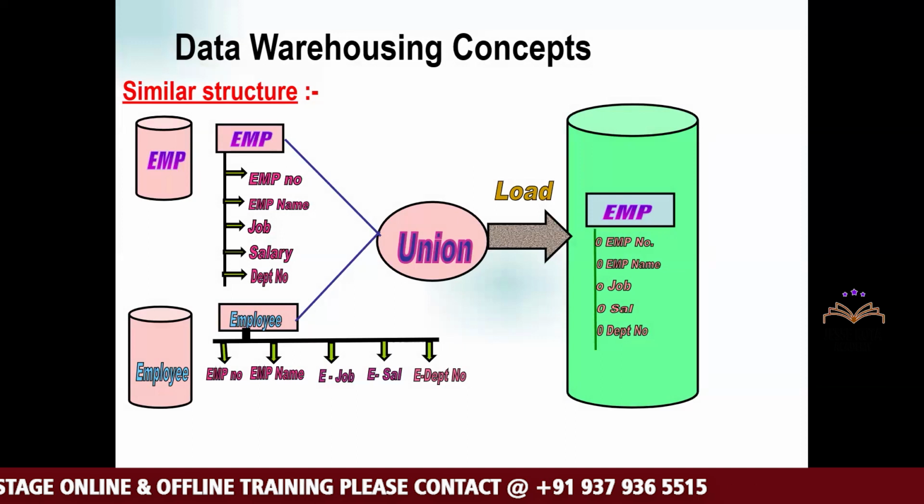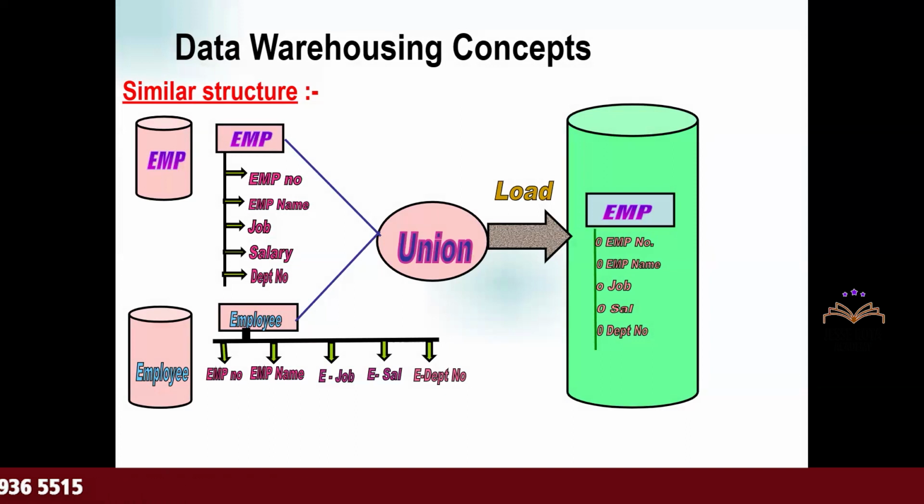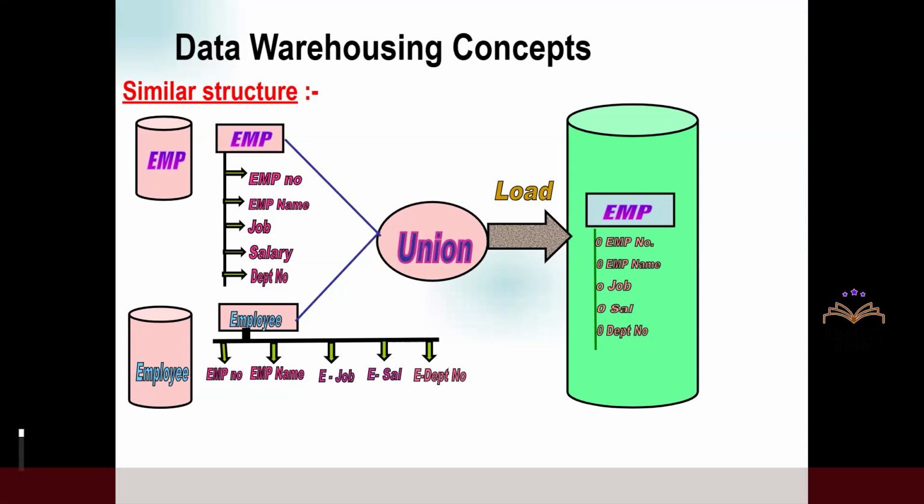So how can I handle the similar structure here? Table names are different, but the metadata is the same. One table name I have is EMP, another table name I have is supply. I need to combine these two tables' data into one table. What is the criteria that we are going to use? Self-join. Then you can use the option called union.